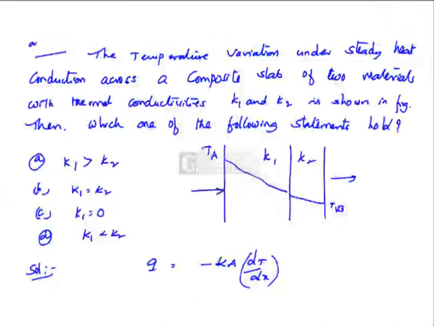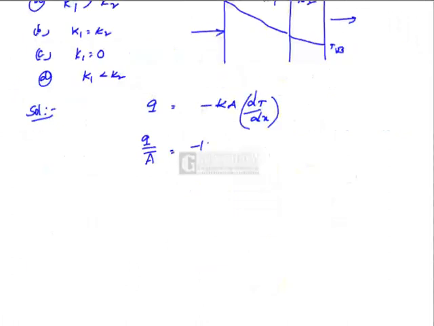A is same throughout, Q is also same throughout, therefore Q by A is equal to minus K into dT by dx. Minus sign is only meant for that as x increases, this is the direction of x, the temperature is decreasing. But for that there is no significance of minus. Minus is there only to satisfy the Clausius statement of second law, which says that heat always flows from high temperature to the low temperature.